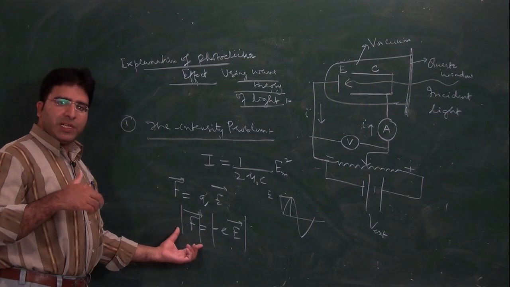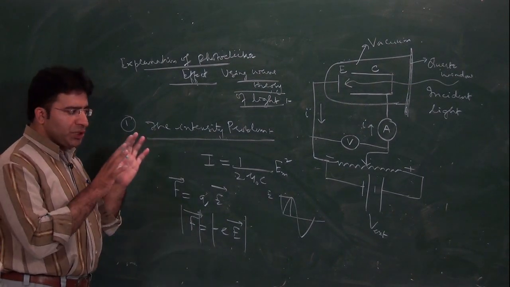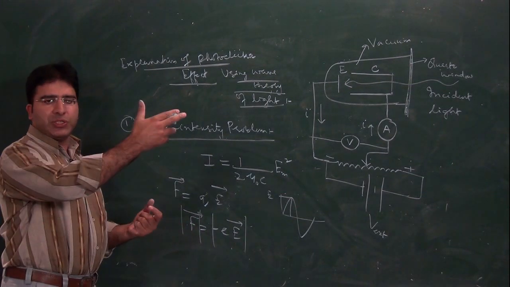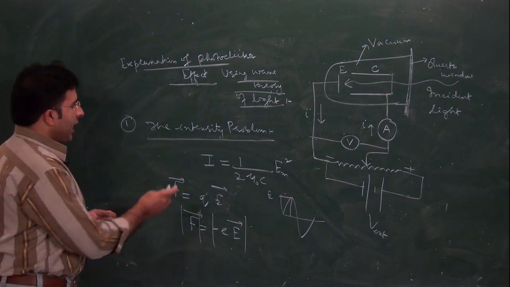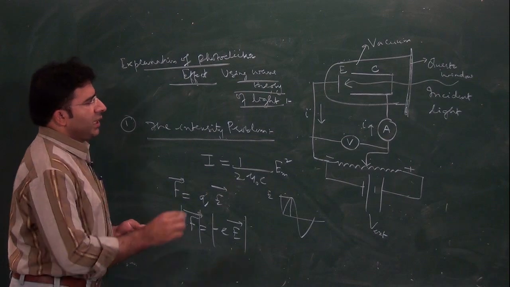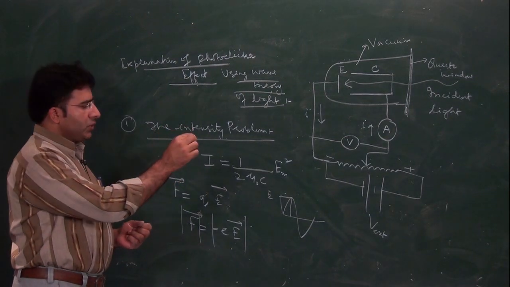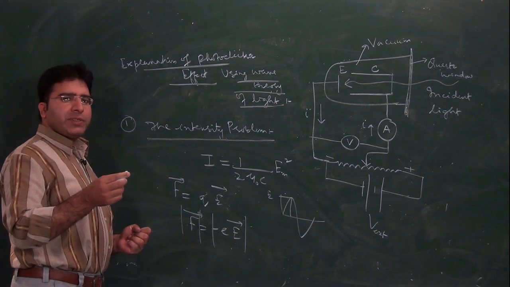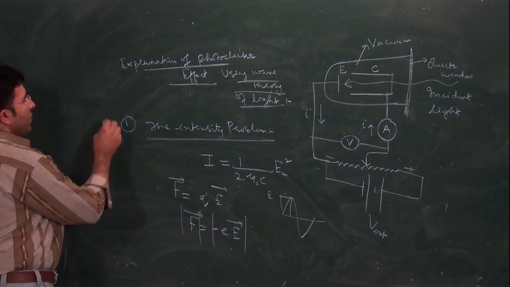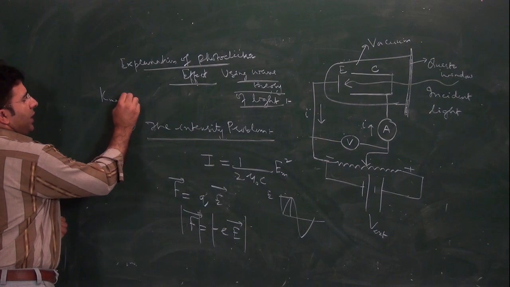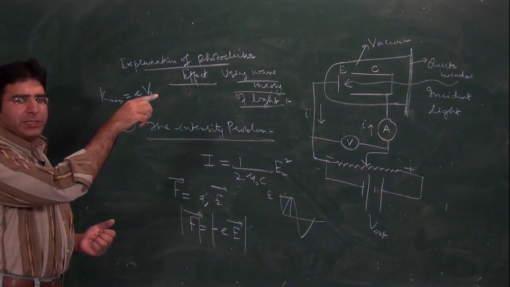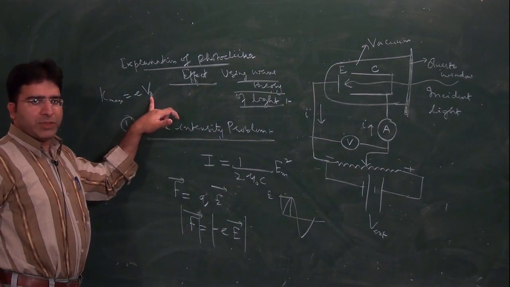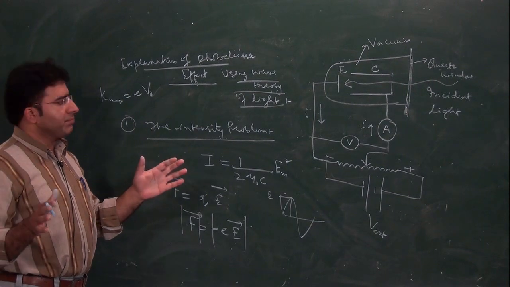Now when force will increase, you are pushing something with more force, so it is obvious that its kinetic energy should increase. That means wave theory says an increase in intensity of the light must lead to an increase in kinetic energy of the emitted electrons, and we know K max is equal to eV naught. Therefore, an increase in intensity must lead to an increase in stopping potential. So there is 100% contradiction.